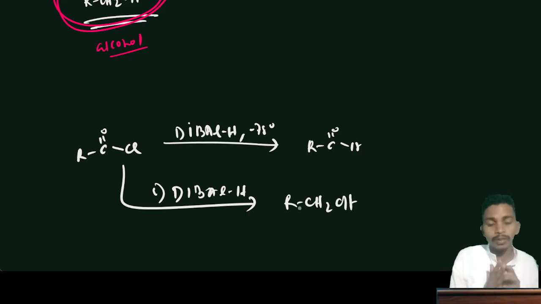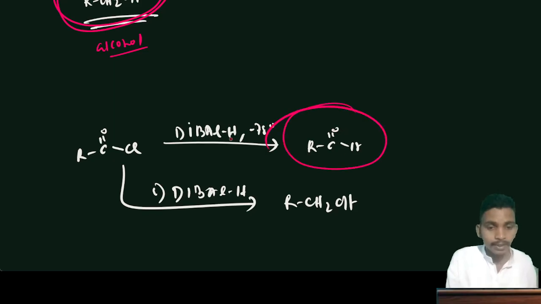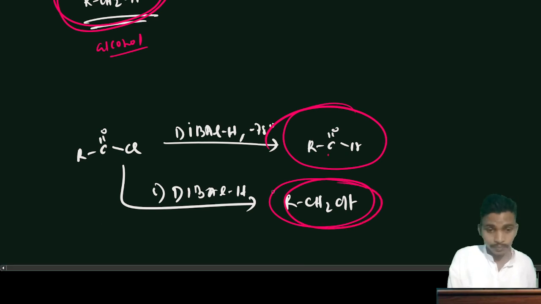So temperature plays a crucial role, like for DIBAL-H. The temperature is very important. If the temperature is minus 70 degrees, then we get the aldehyde. If the temperature is normal, then we again get the alcohol.